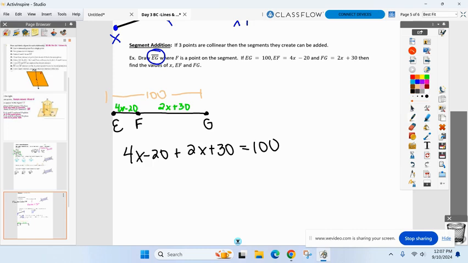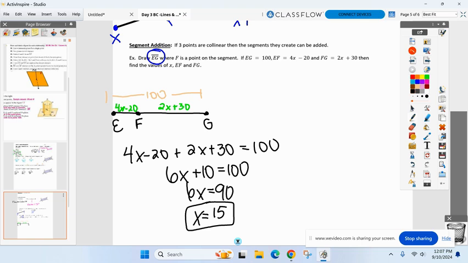And I'm hoping and crossing my fingers everyone's comfortable solving this. I don't think you would have made it to this class if you weren't comfortable solving it. Combine your like terms. Move over the 10. And divide by 6. Oh, minus 20. I just misread it. Everyone, 15 for the value of X.